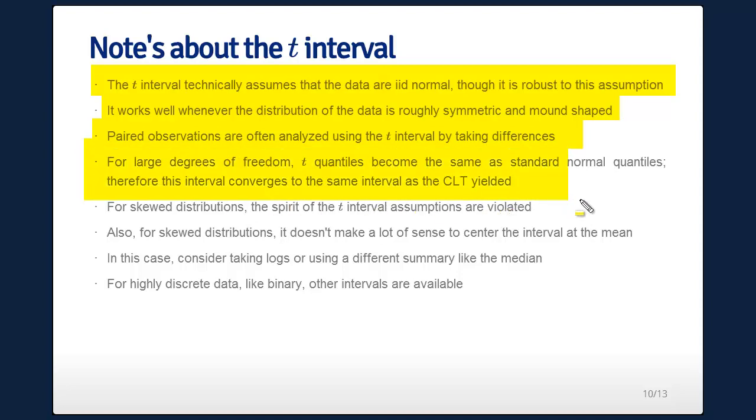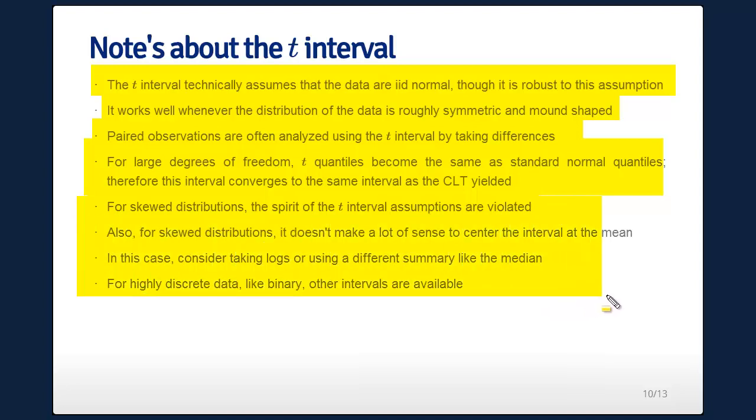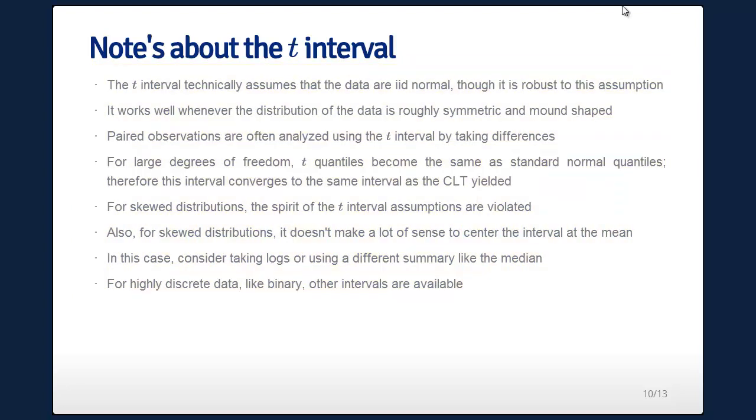For large degrees of freedom, t quantiles become the same as standard normal quantiles. And so the safe thing to do is just always use the t distribution, because if n is big enough, then it'll just convert it into a normal for you. For skewed distributions, the spirit of the t interval is violated. Maybe you might want to consider taking logs of your data or doing something else. And then for highly discrete data, there are other intervals that are available and maybe a little bit better.